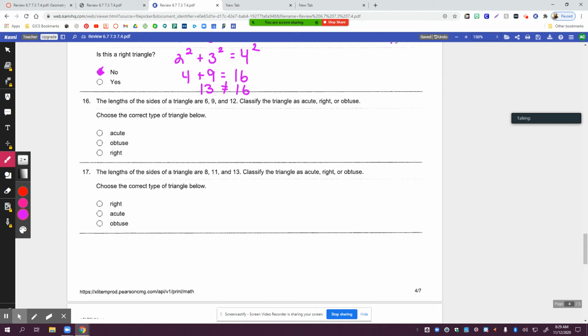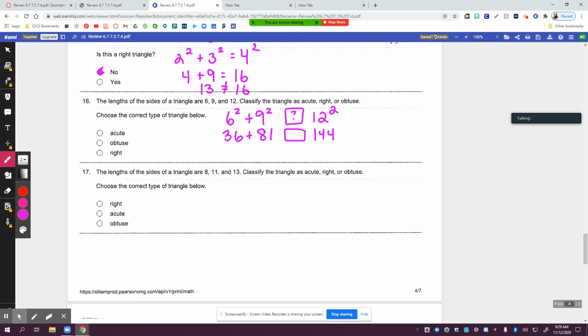Same thing for 16, except now we're going into acute, obtuse, or right triangles. This is what we did yesterday. You're trying to figure out how the left side was related to the right side. So 6 and 9 are the two short sides. I'm trying to figure out how that is related to 12 squared. 6 squared is 36, 9 squared is 81, 12 squared is 144. You're trying to figure out what symbol goes here: greater than, less than, or equal to.